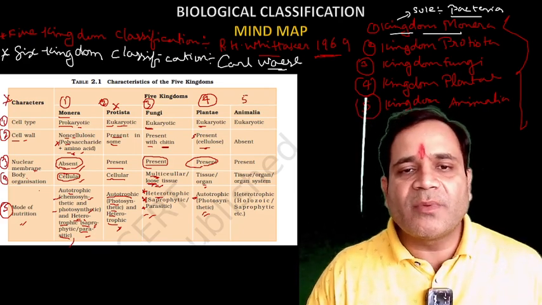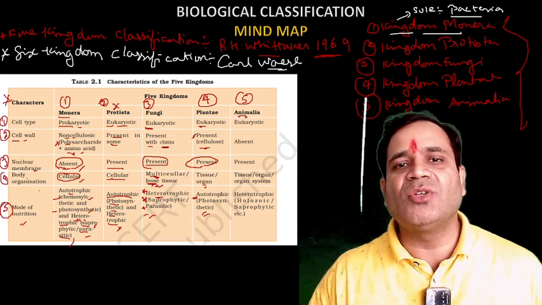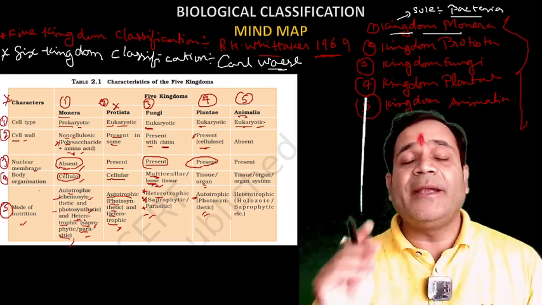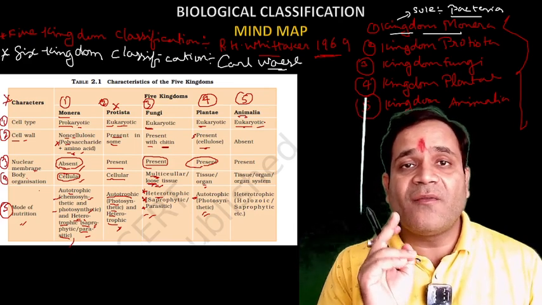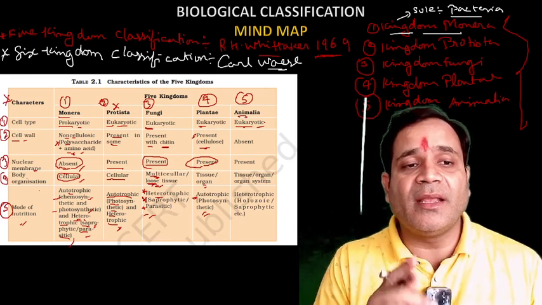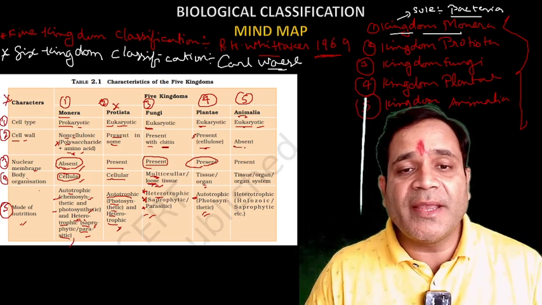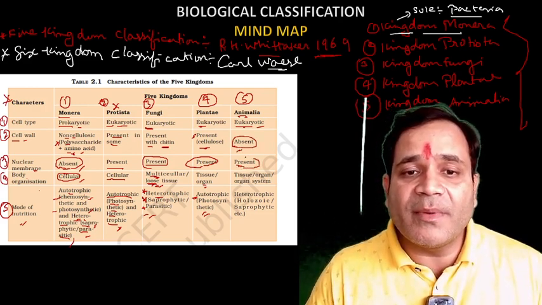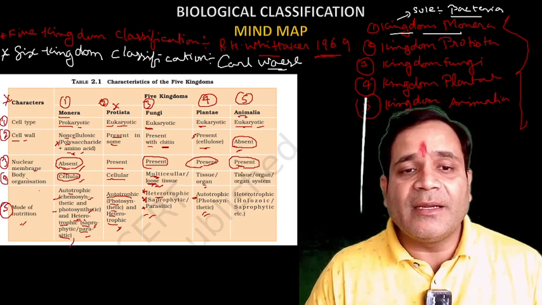Now the fifth one is what? Kingdom Animalia. Whenever I'm going to tell about the kingdom Animalia, here the cell type is what? Eukaryotic. It means they have well-defined membrane-bound organelles, my dear. And the cell wall is absent here. Now the nuclear membrane is present here in kingdom Animalia.